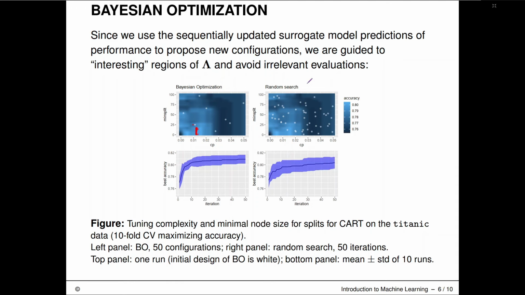I guess that's it. So here's also a 2D animation where we are comparing Bayesian optimization to random search. What am I optimizing here? I'm tuning the complexity and minimal node size for a CART tree on the Titanic data set. I'm using a 10-fold cross-validation, maximizing accuracy.